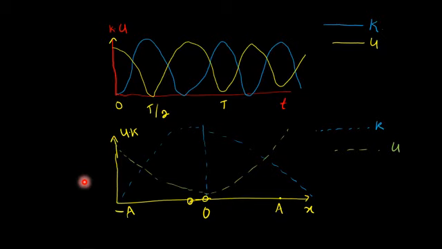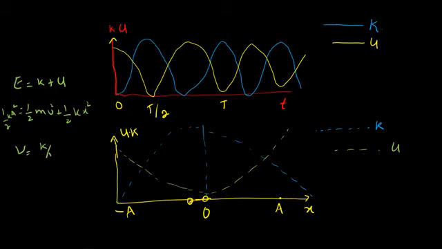So we can write the equations. We know that total energy is the sum of kinetic energy and potential energy, K plus U. So I can write it like 1 by 2 mv square plus 1 by 2 k x square. And the total energy is equal to 1 by 2 k a square. So from here, v will be equal to the square root of k over m into a square minus x square.